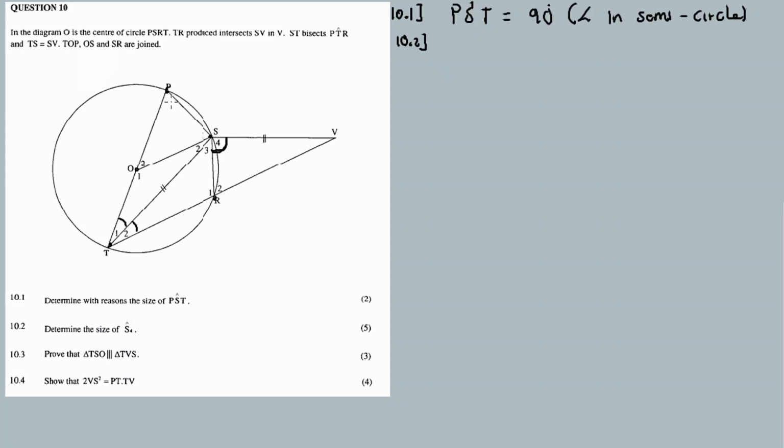This cyclic quad, but first I need to find the angle P. You'll understand why in a moment. So angle P is equal to 180 degrees minus this 90 degrees, PST, minus angle T1. The reason: sum of angles in a triangle, which triangle? PST, right? So angle P is equal to 90 degrees minus angle T1.